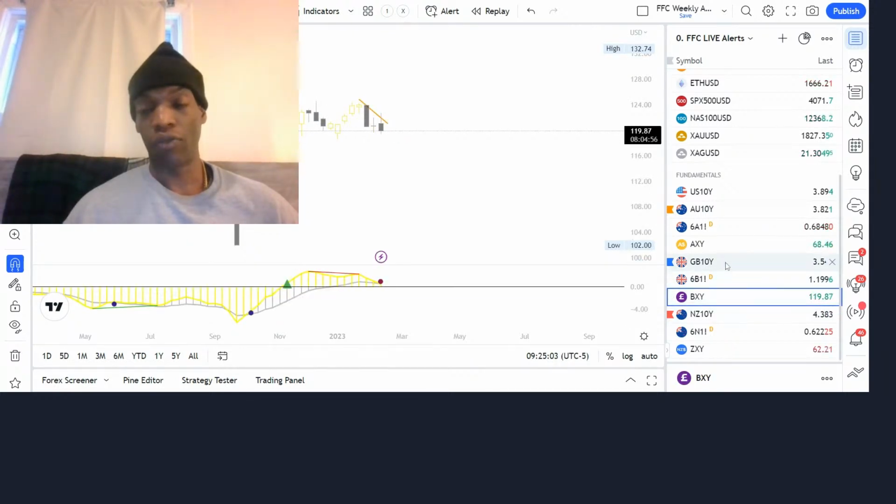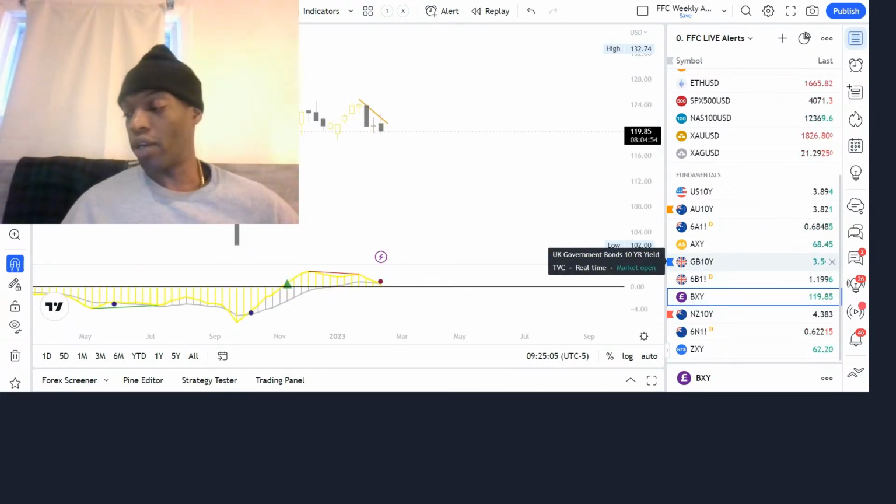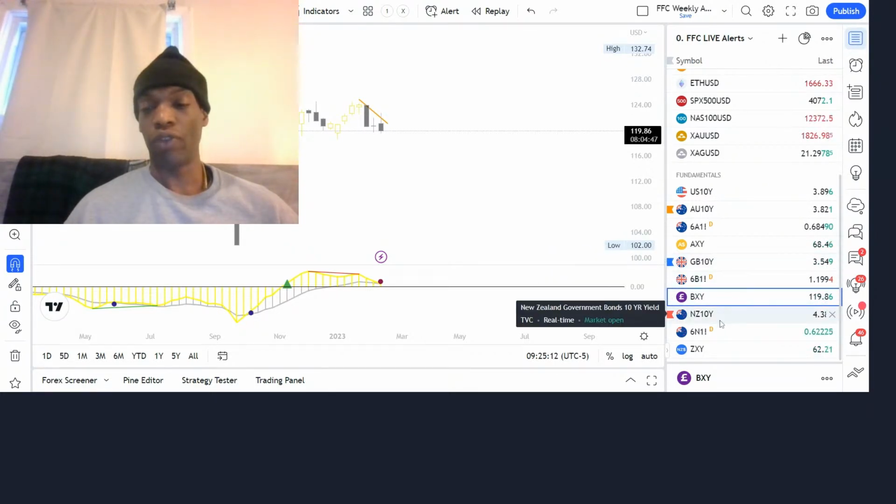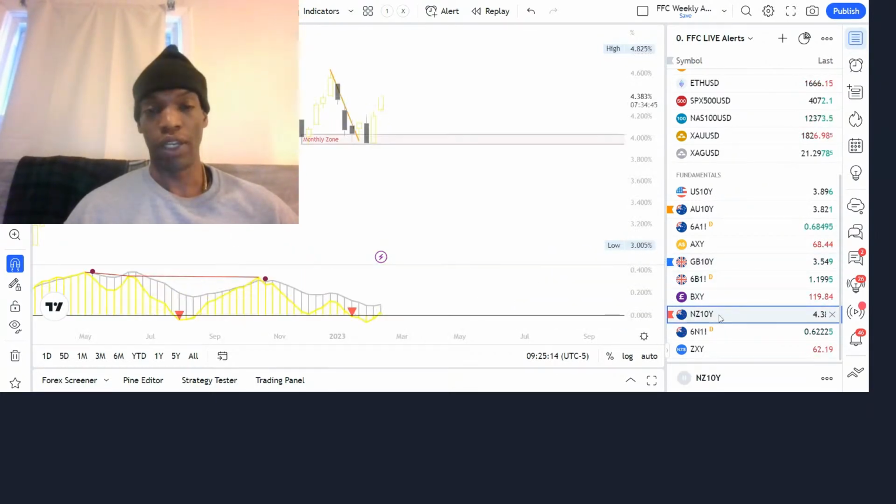I want to see how the bond prices compare to the futures and indices markets, because it seems like the bonds are moving a little faster, which is why I do believe they are a leading indicator.